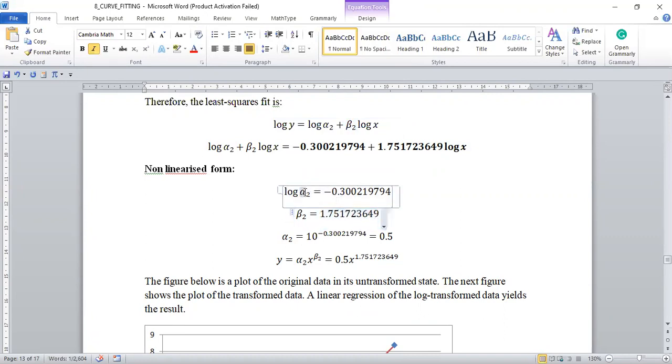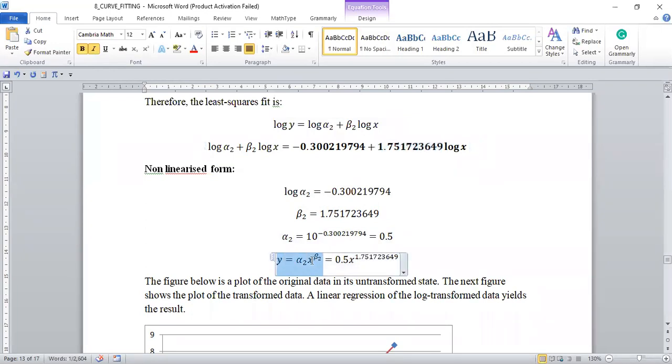So in order to get alpha, once you get the non-linearized form, you just take the antilog of this value. When we take the antilog, we arrived at 0.5. So beta is still the same thing. We don't need to apply any operation to beta because log alpha is equal to this, then beta is equal to this. So no need of applying any operation to it.